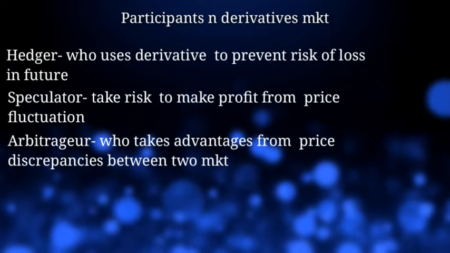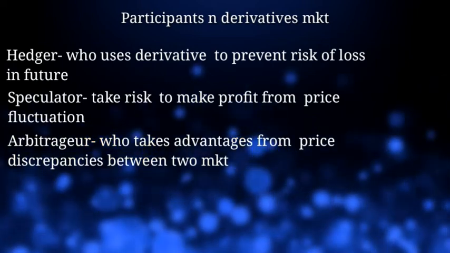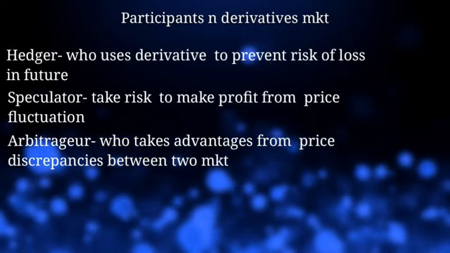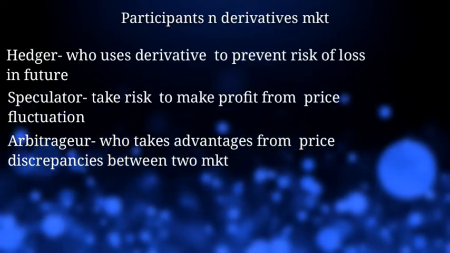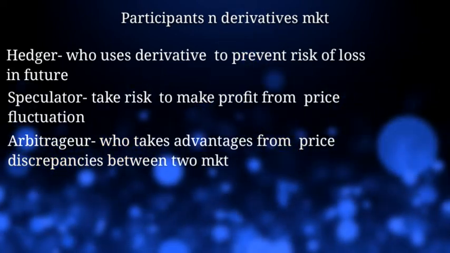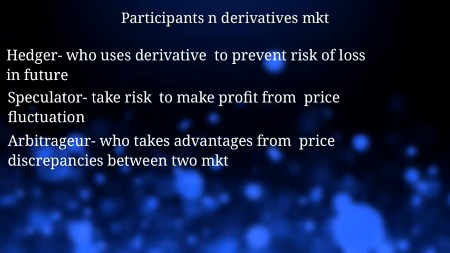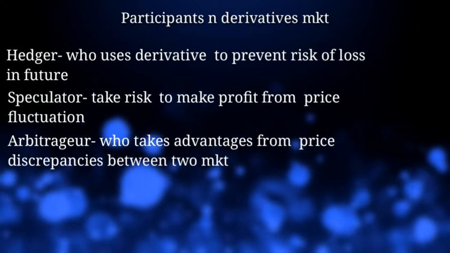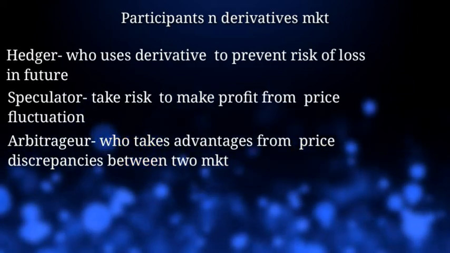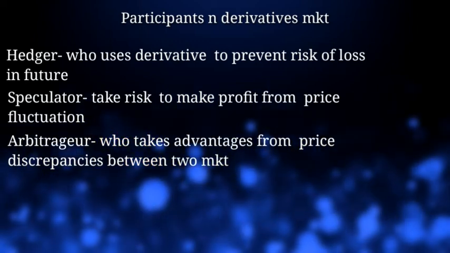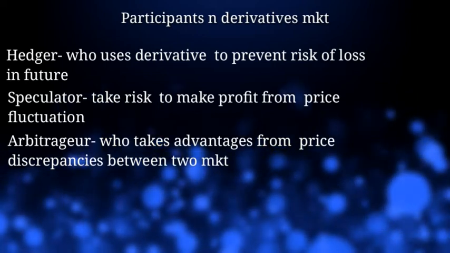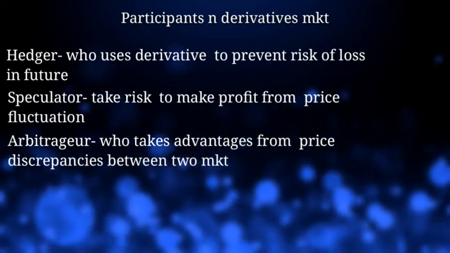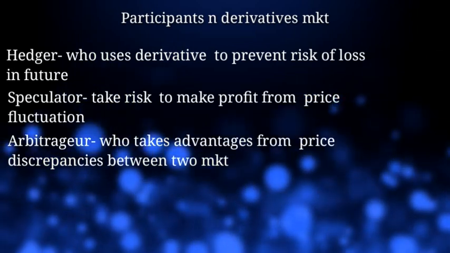Next, arbitrager. He is the person who takes advantage of differences of prices between two markets. That is, he will take advantage from price discrepancies between two markets. Okay, you might have heard about arbitrage, right? Arbitrage process is the process of simultaneous purchase of securities in one market at a low price and sale of the same in another market at a relatively higher price. The traders who are engaged in arbitrage are known as arbitrageurs.